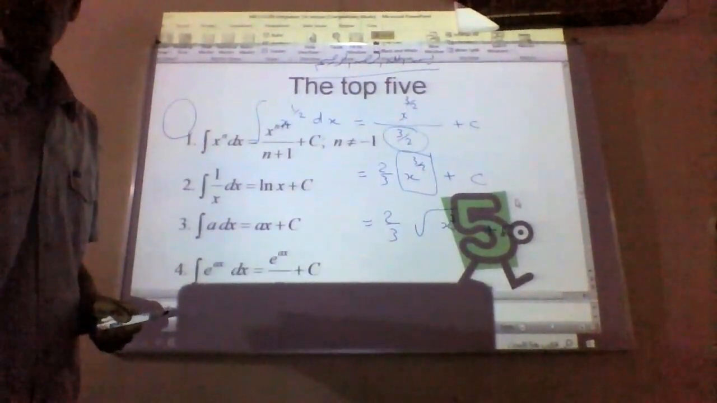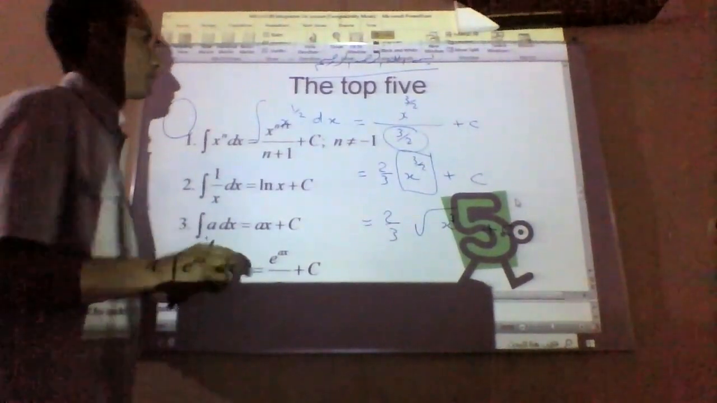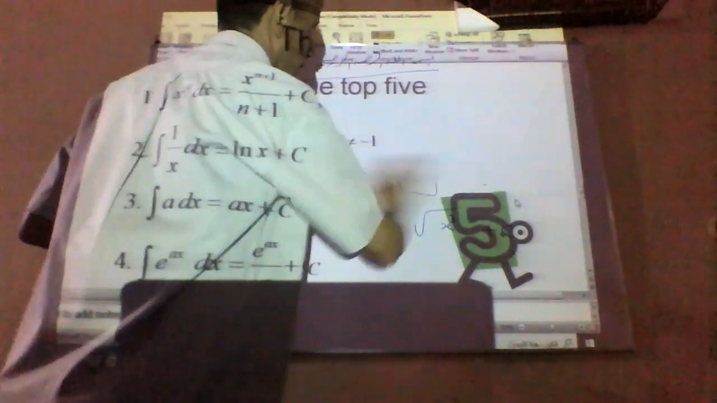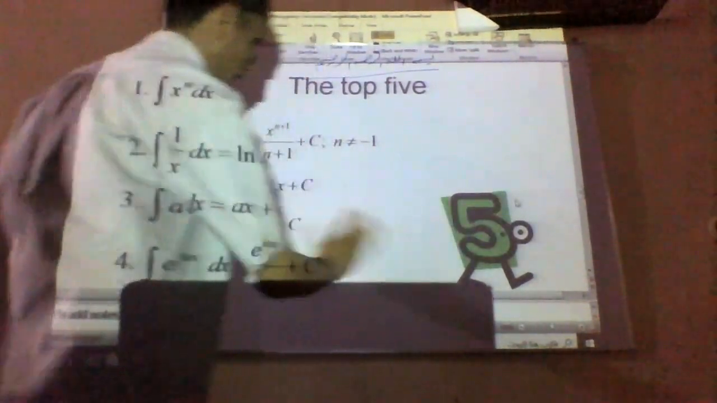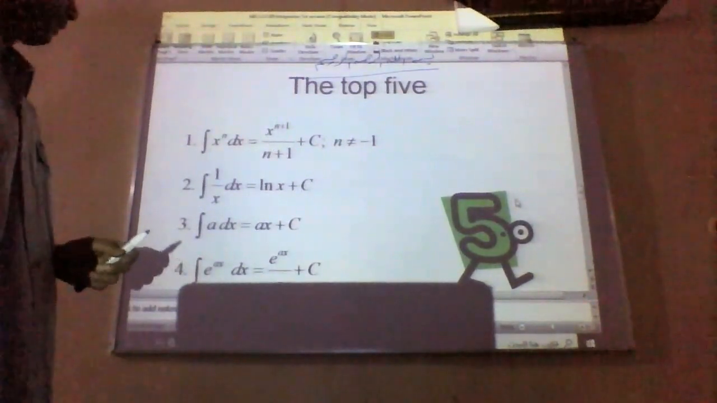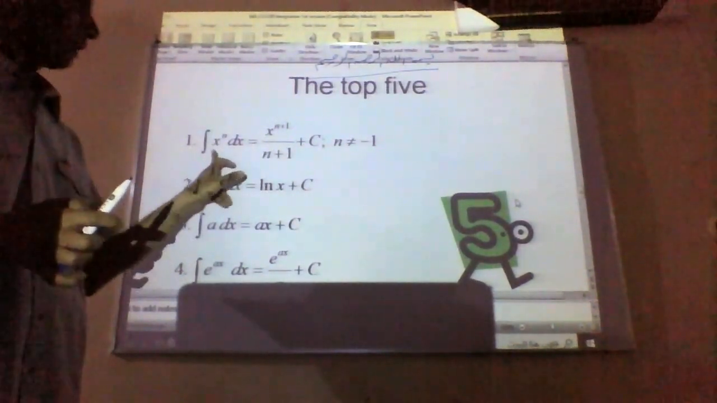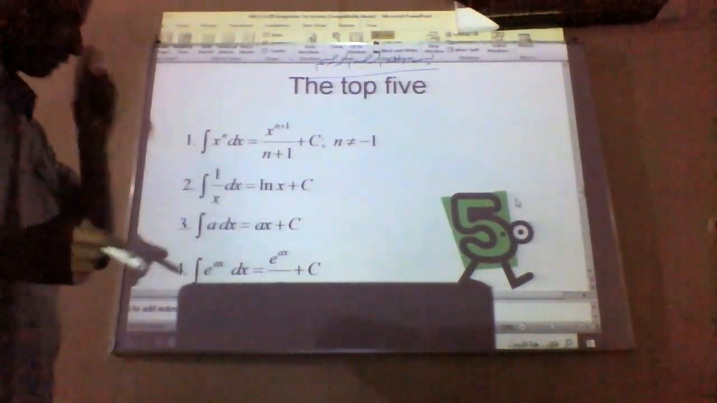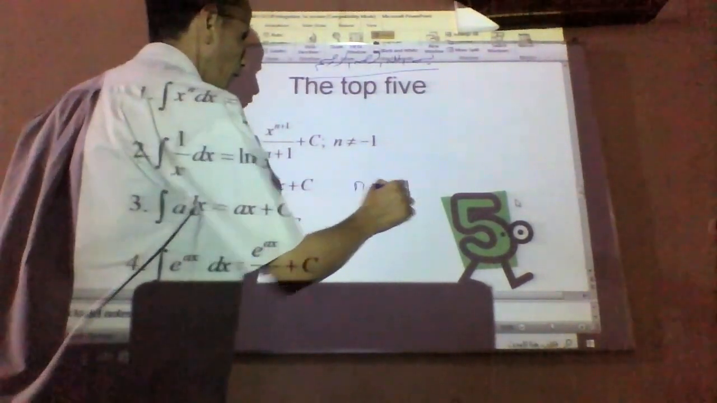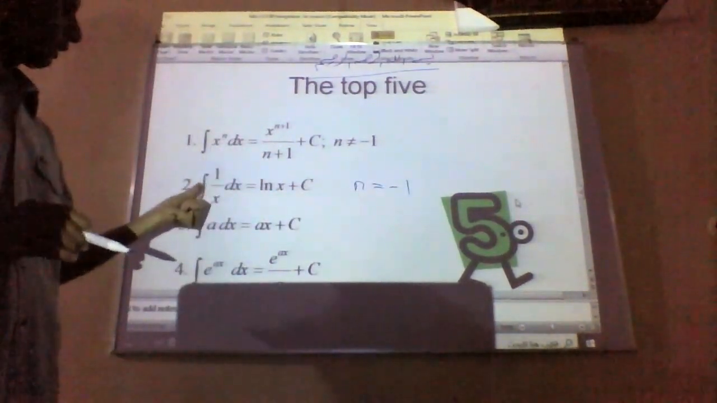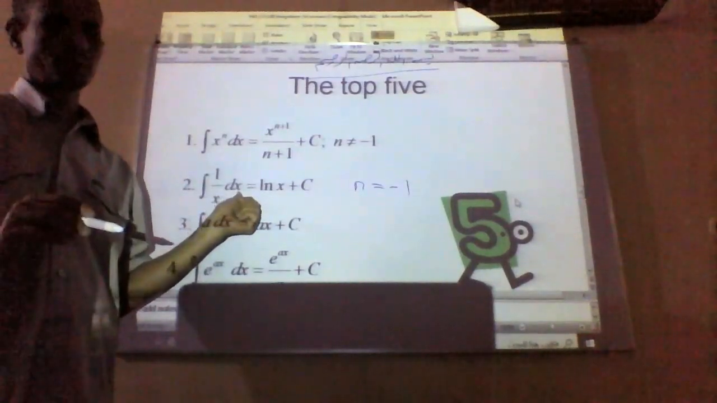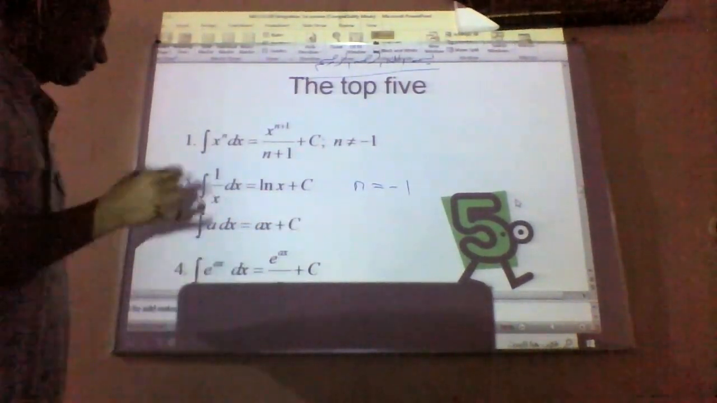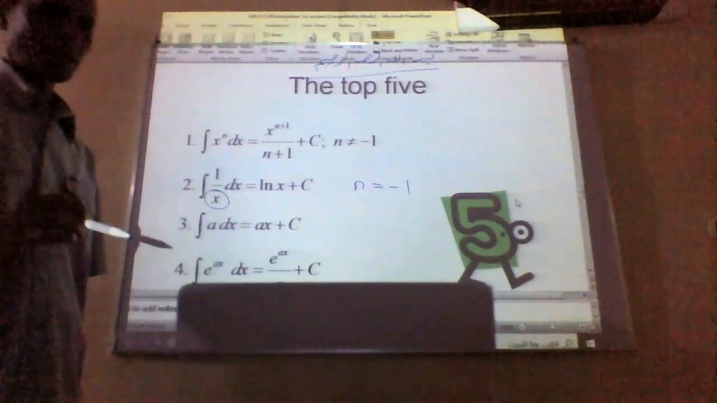The top 5 rules for integration. The first rule, integration of x to the power n. Now, if we have 1 over x, in this case, n is equal to negative 1. The integration of 1 over x with respect to x equals ln of the absolute value of x plus a constant. Ln of the denominator function, which is x.